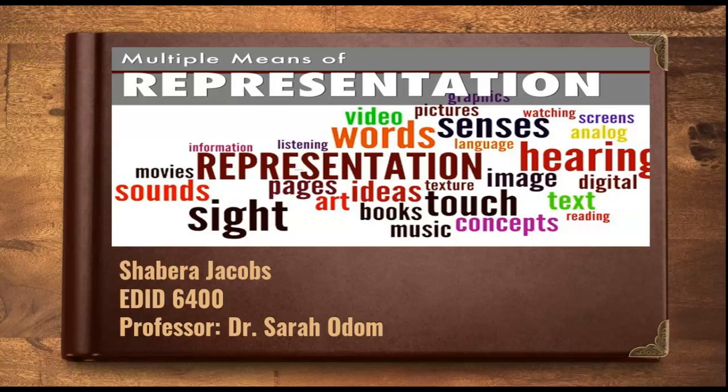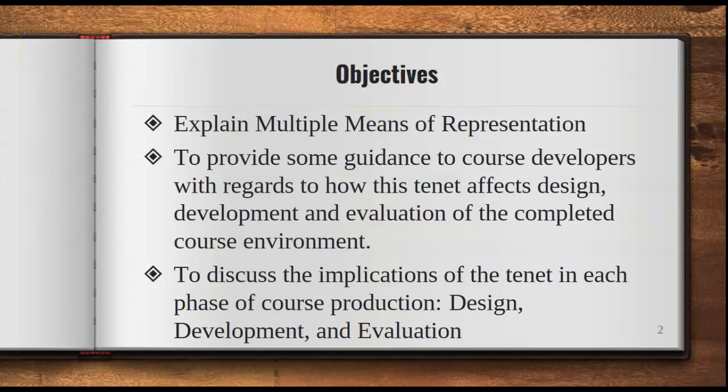Hello everyone. This is a presentation on multiple means of representation, a tenet of universal design for learning. The objectives of this presentation are to explain multiple means of representation, to provide some guidance to course developers with respect to how this tenet affects design, development, and evaluation of the completed course environment, and to discuss the implications of the tenet in each phase of course production.